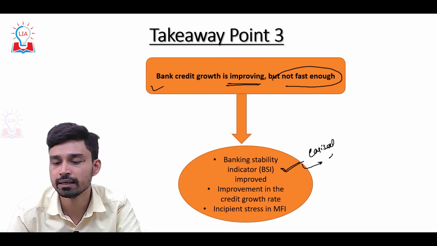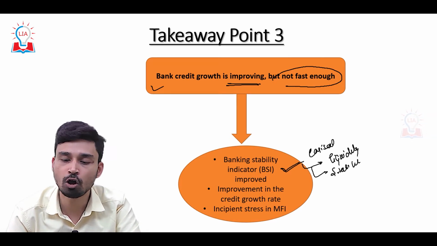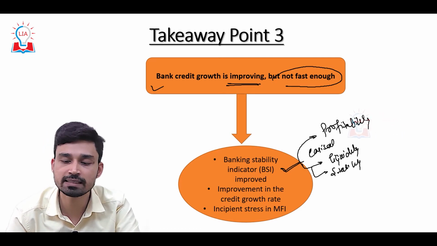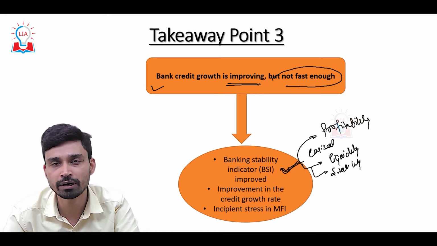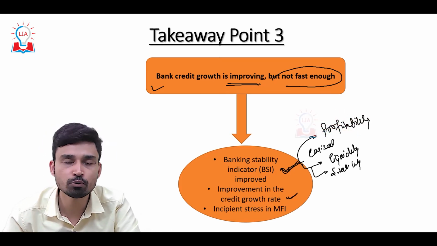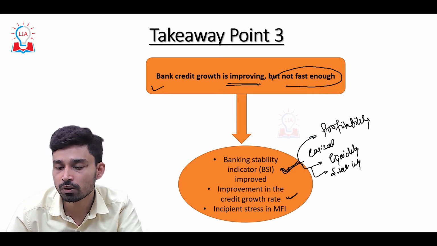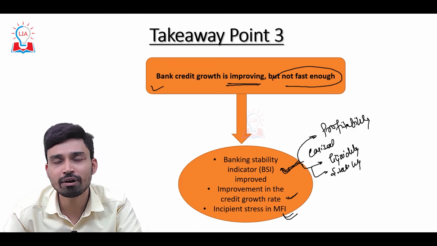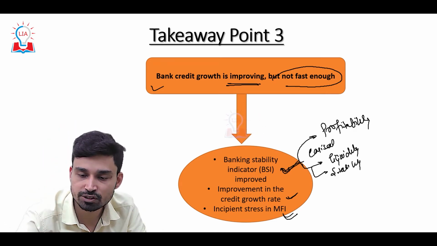Apart from that, it also looks at liquidity. It also looks at how stable the bank is in the long run. Apart from that, it also looks at profitability. So several parameters are there on the basis of which BSI is calculated, and overall in terms of India's banks, we are seeing an improvement in that indicator. Second, we are also seeing improvement in the credit growth rate. However, we are seeing stress in the microfinance industries.